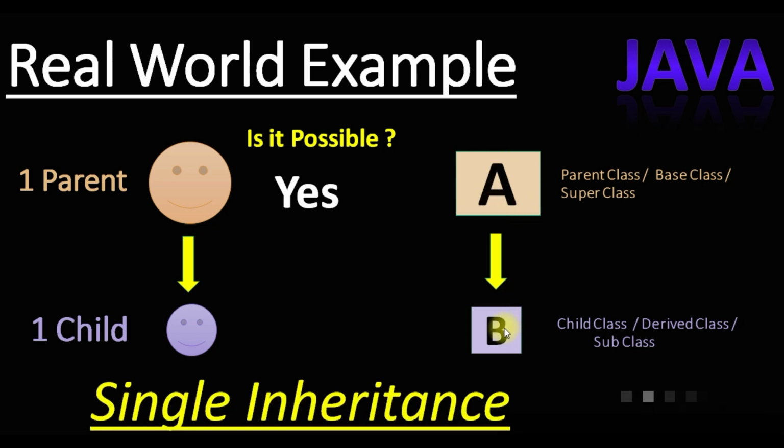And you can see here, as there is one child class, it is called single inheritance. So in Java it is called single inheritance.